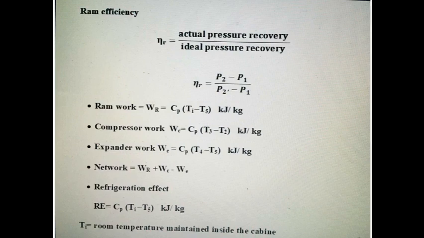Net work or total work is WR, ramming work, plus compressor work WC, minus expansion work WE. Refrigeration effect RE equal to Cp multiplied by (Ti minus T5), kilojoule per kg. So these are the terms generally needed to calculate in the numerical.